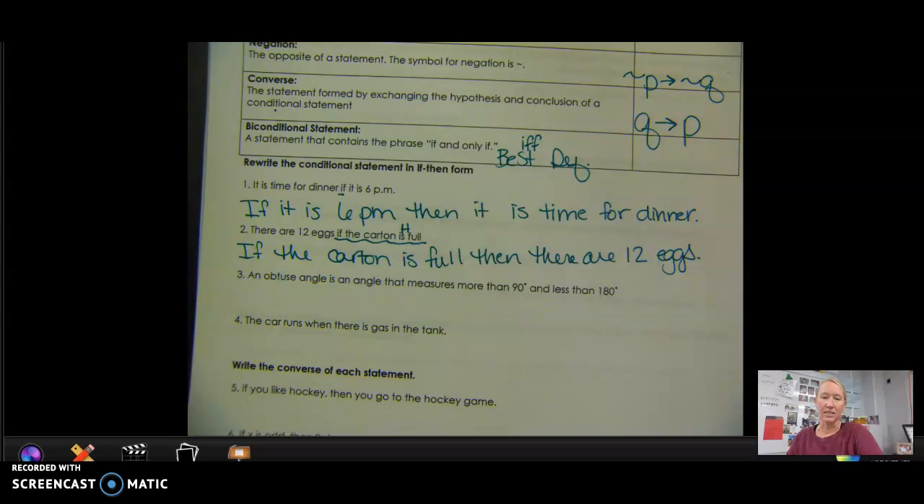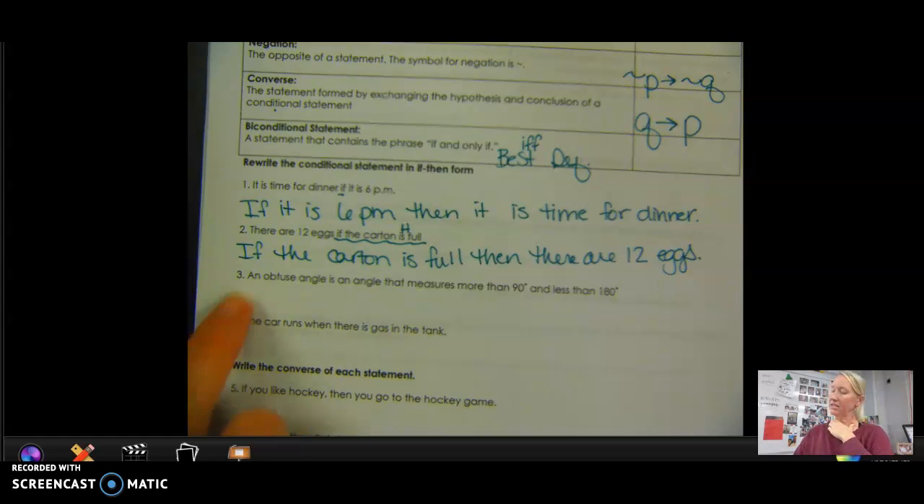An obtuse angle is an angle that measures more than 90 degrees and less than 180. So there's no if there, there's no then there. So let's think about the two different ways that I could write this. I could write it as if an angle is an obtuse angle, then it measures more than 90 and less than 180. That's true. Or maybe I write it as if an angle measures more than 90 and less than 180, then it is an obtuse angle. That is also true. So really on this one, you could write your conditional statement either way.